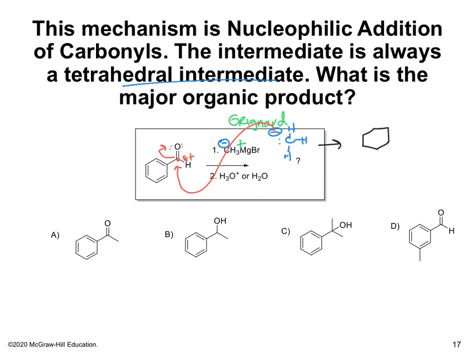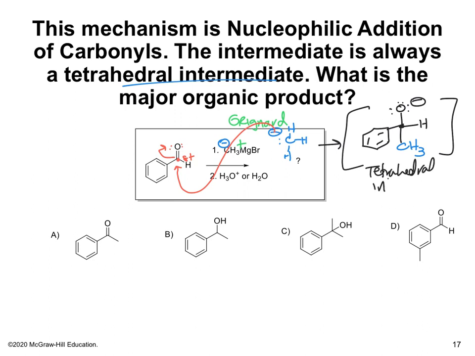So you need to draw your curved arrows. You need to draw your tetrahedral intermediate. Tetrahedral means there's four things. So I need to see the four things. You can write tetrahedral intermediate.